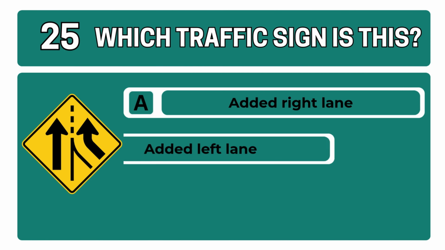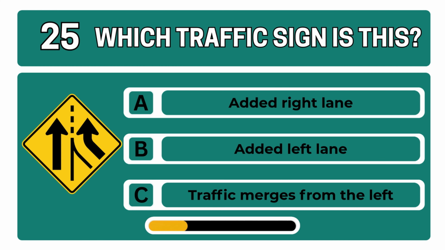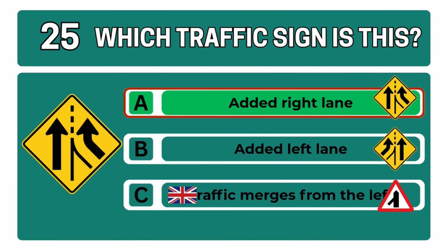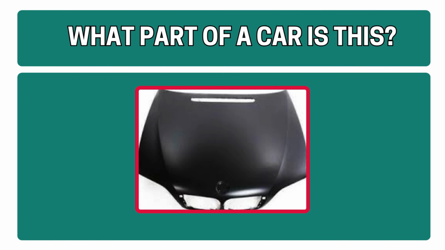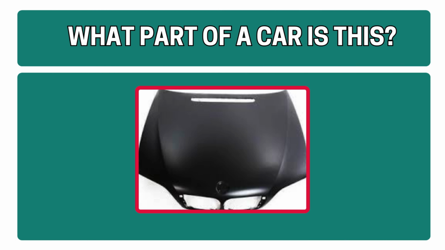Question 25. Which traffic sign is this? A. Added right lane. B. Added left lane. C. Traffic merges from the left. The answer is A. Added right lane. What part of the car is this? You are looking at the bonnet.